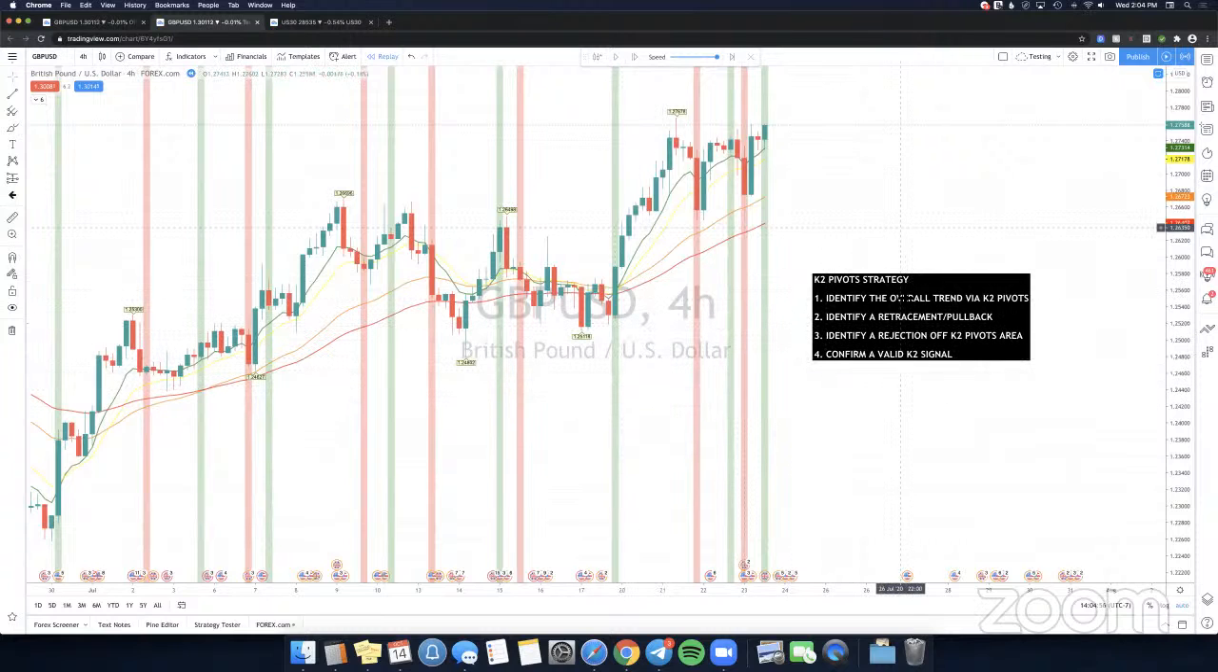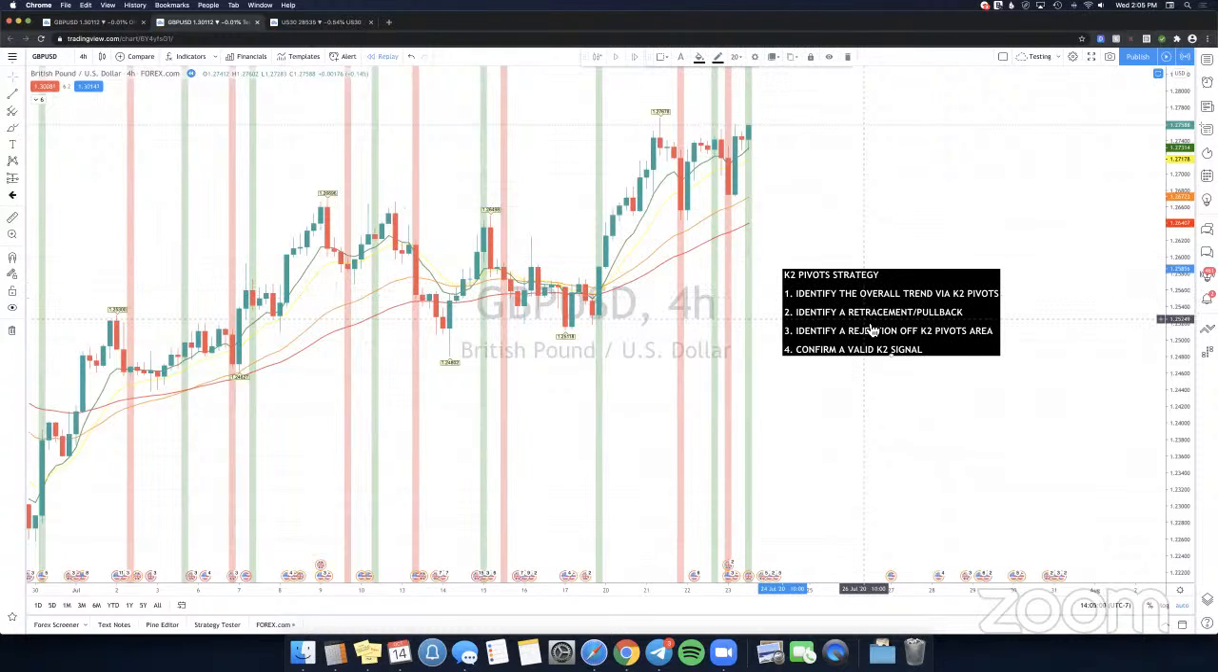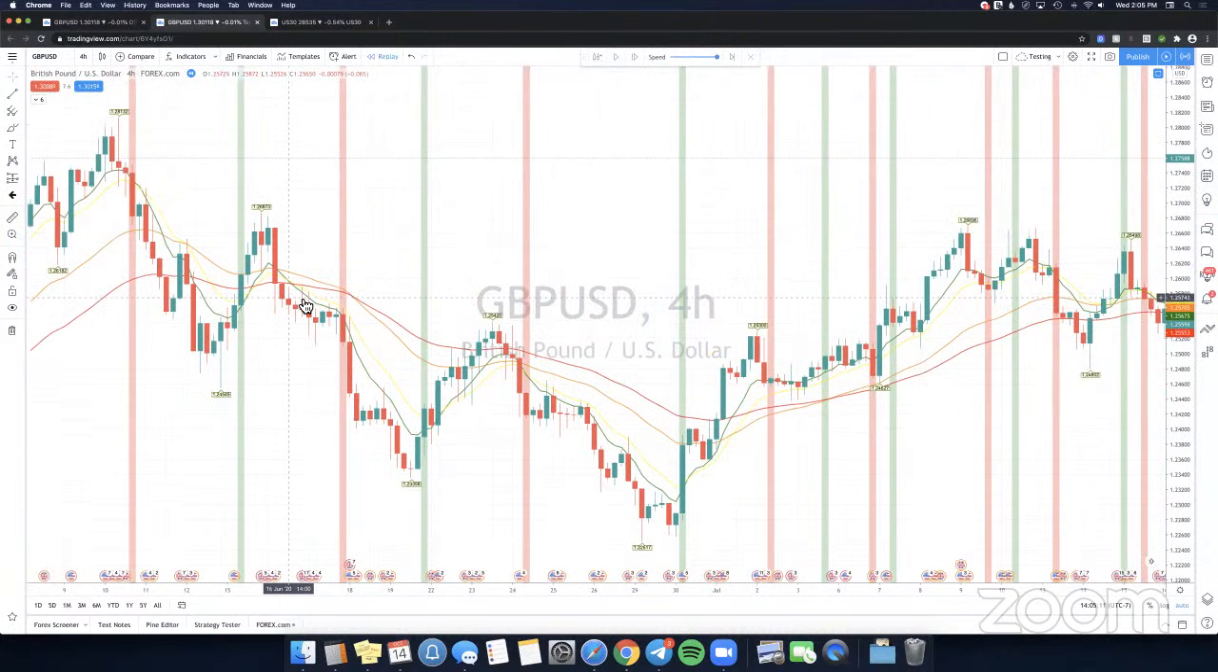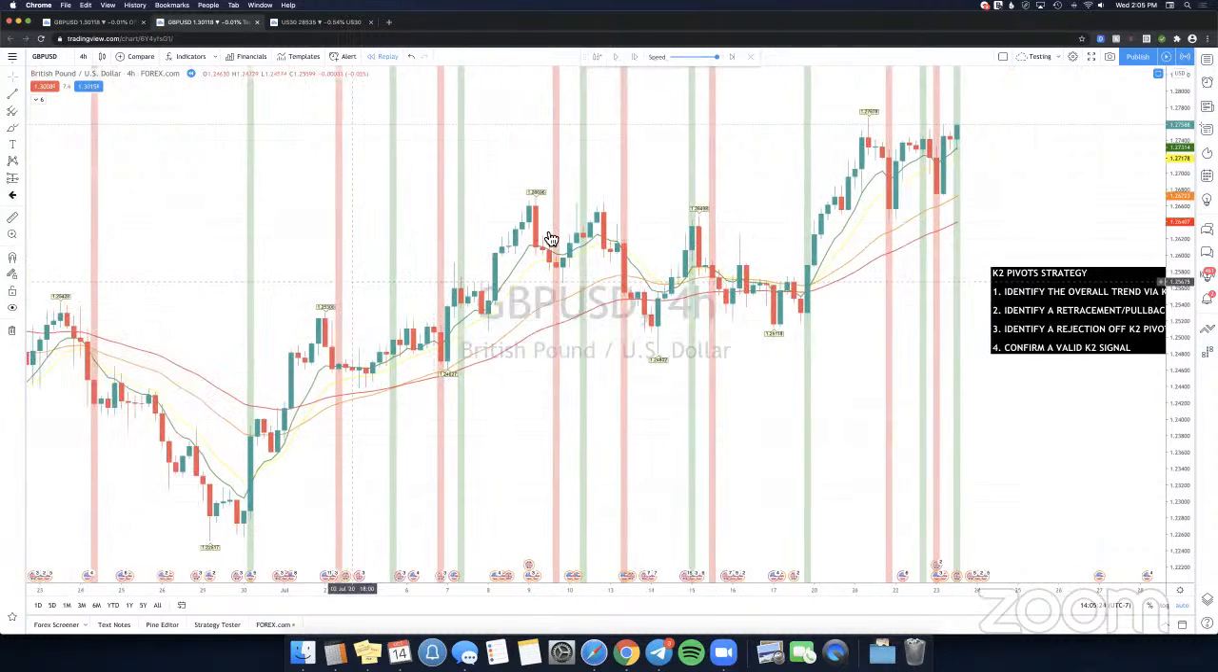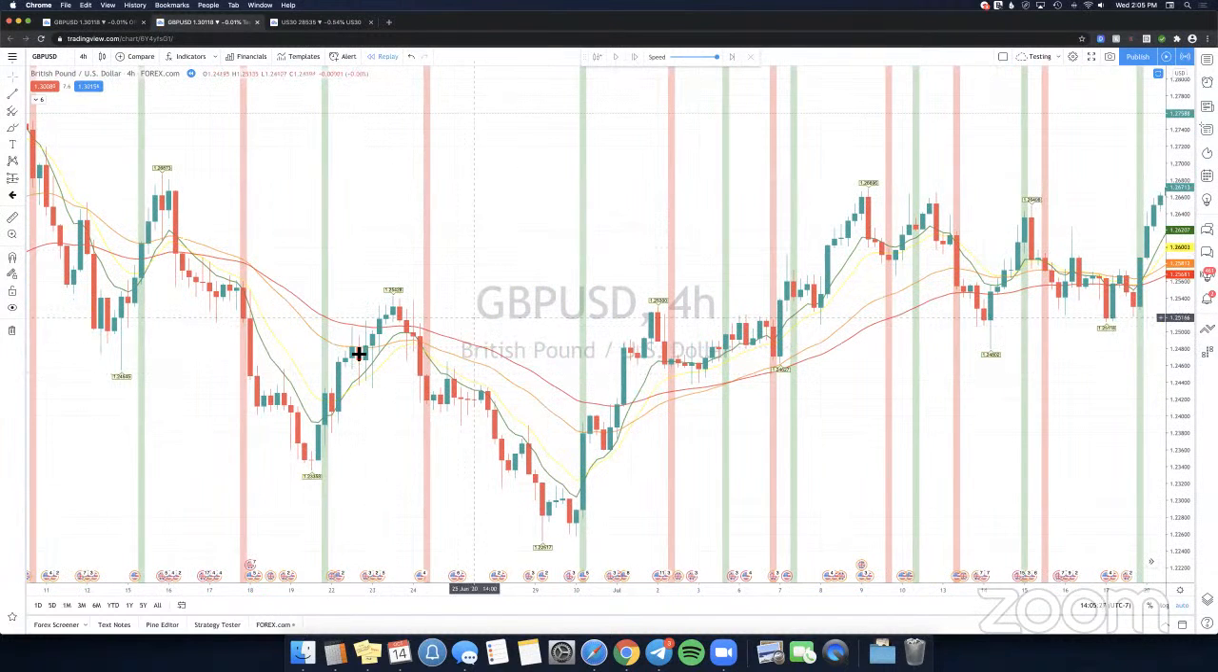Going over the requirements here, first you want to identify the overall trend using the K2 pivot. If price is above, the pivots are spread out like they are right here, and they're all angling in the same direction, that's going to confirm an uptrend. However, if price is below, the pivots are spread out and they're angling downwards, that's going to confirm a downtrend. So that's how you can see the difference between a downtrend and an uptrend. So this would be downtrend, consolidation, downtrend.